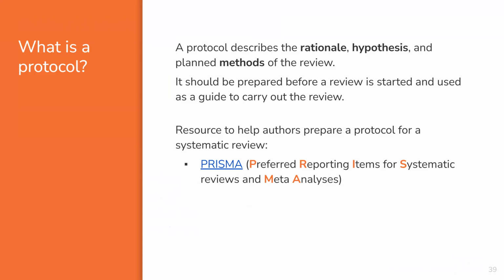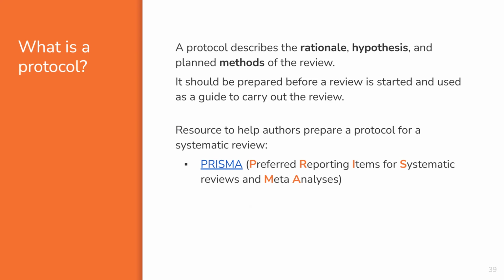It should be prepared before the review is started and used as a guiding document to carry out your review. The main resource to help authors prepare a protocol for a systematic review is called PRISMA, which stands for Preferred Reporting Items for Systematic Reviews and Meta-Analyses. PRISMA provides guidelines and examples on how we could go about writing a protocol for your review.